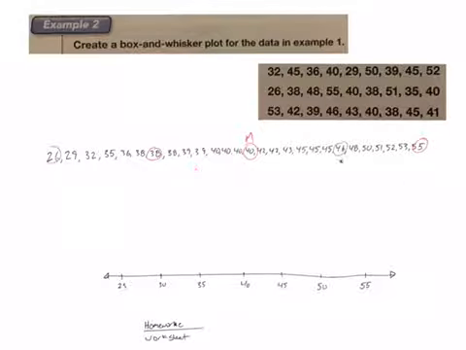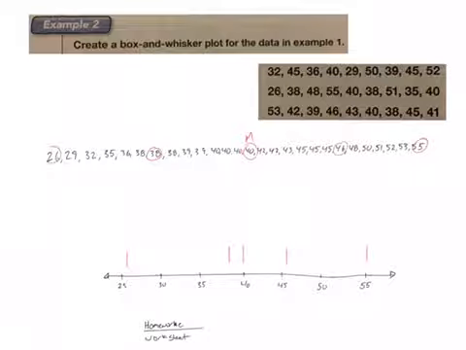This one divides it in half. This is the lower quartile, the first quartile. This is the upper quartile, the third quartile. The lower extreme, the upper extreme. So what we're going to do is draw lines where those numbers are. 26 is about right here. 55 is right here. 40 is right here. 46 is going to be right here. 38 is going to be right about here.